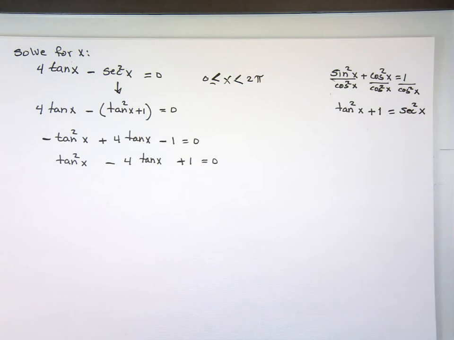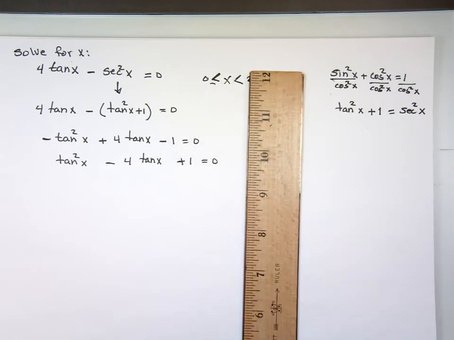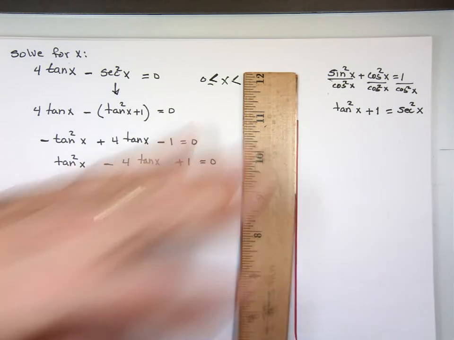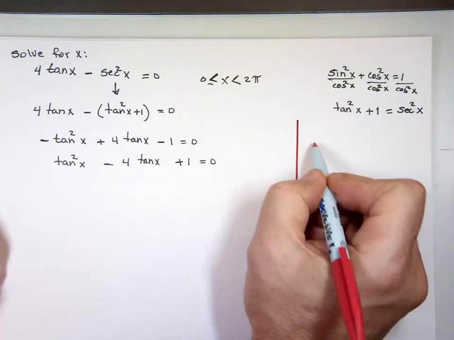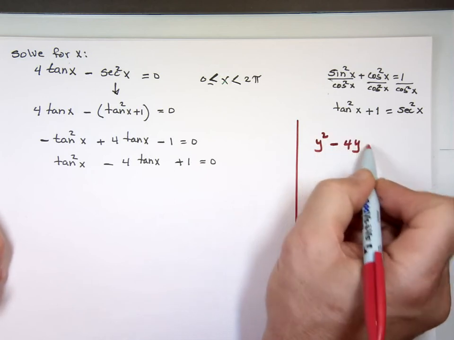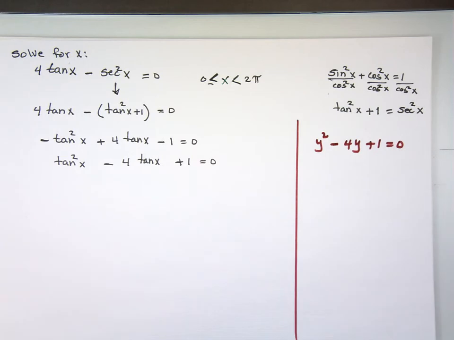How would I solve this? Again, if I let tangent equals y, this problem will be what? y squared minus 4y plus 1 is equal to 0. And you want to solve that. Good luck factoring. You can't factor.